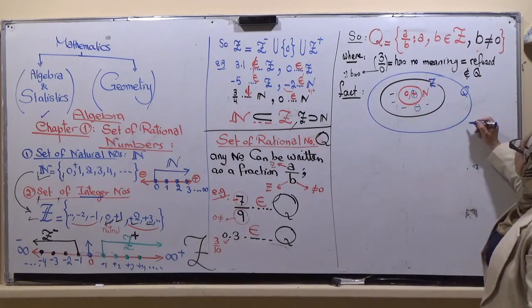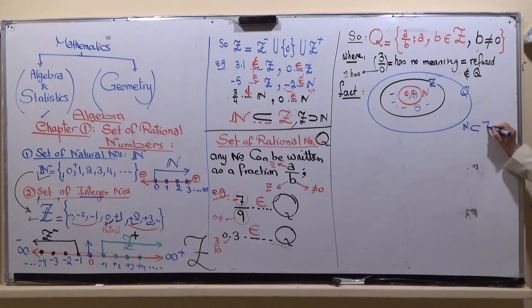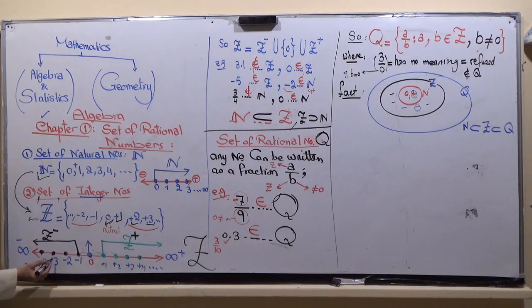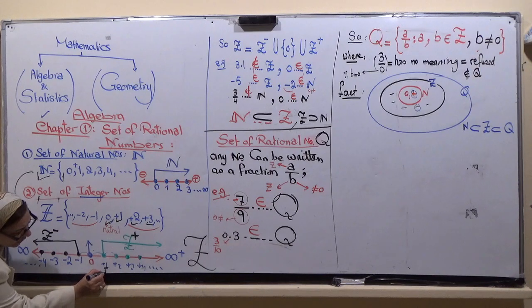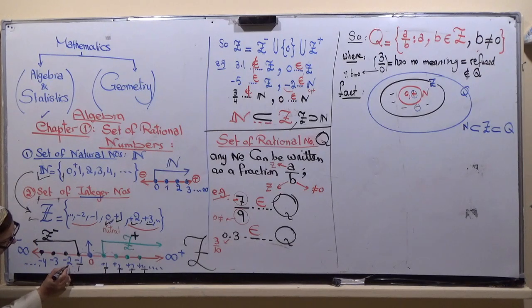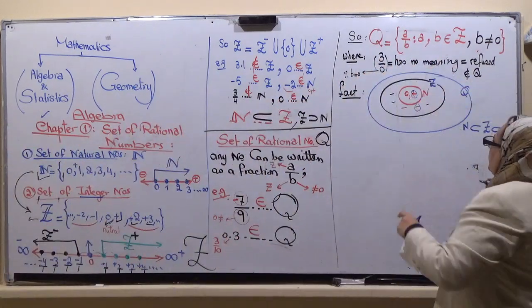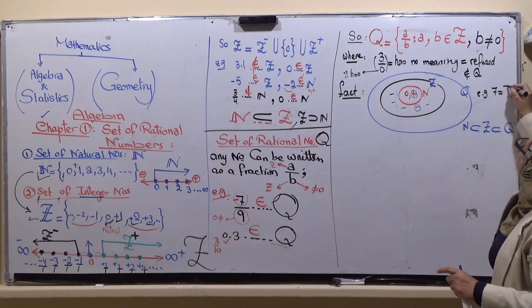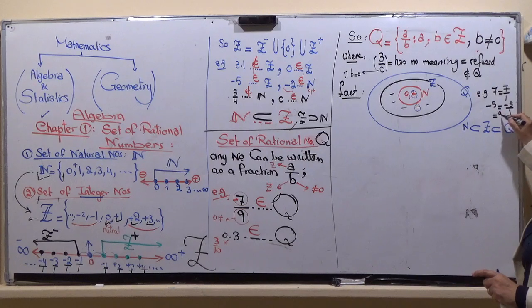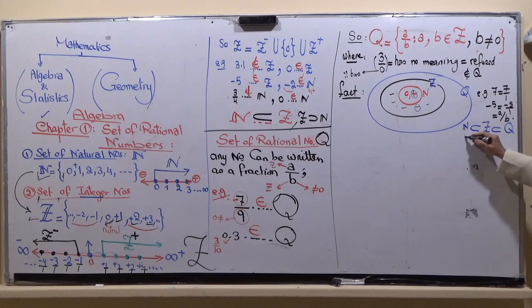We can say that the set of natural numbers is a subset of the set of integers and a subset of Q. Why? Take care. For example, I can make the denominator 1, so it's a fraction: 2 over 1, 3 over 1, 4 over 1, negative 1 over 1, negative 2 over 1. So it takes the form A over B. 7 means 7 over 1, negative 5 means negative 5 over 1. Any natural number is inside Z, and any integer is a rational number.